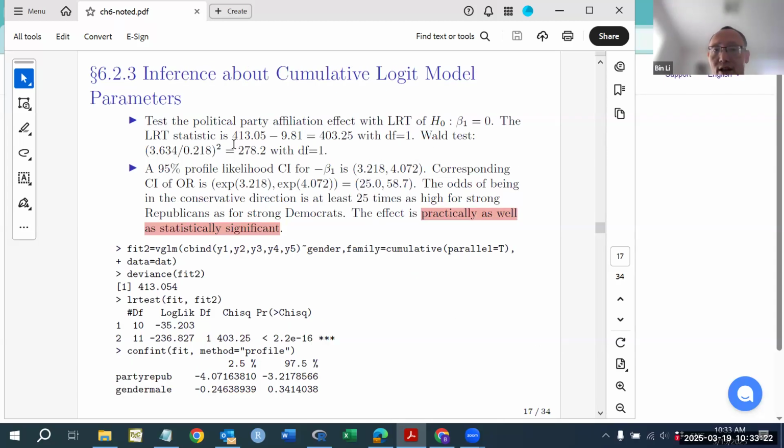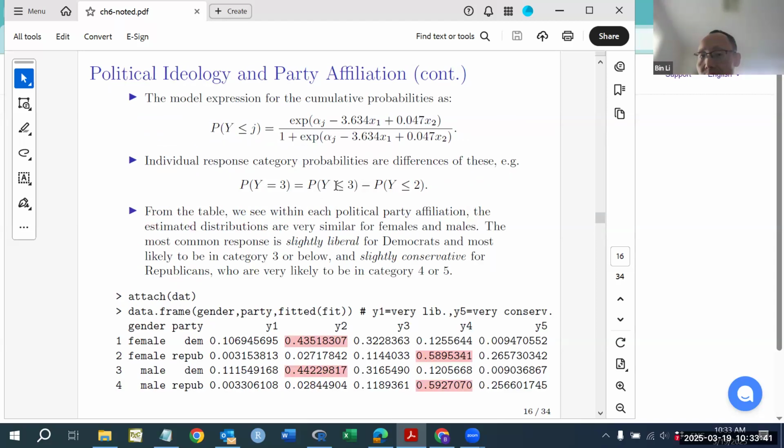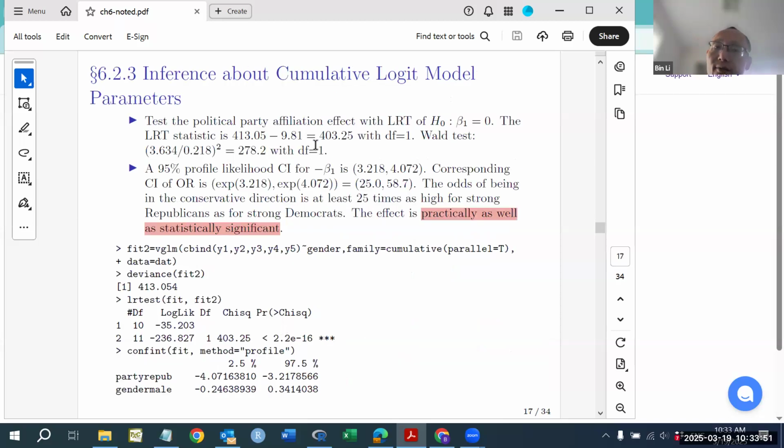So last time we talked about the baseline category logit model and the cumulative logit models. I think we stopped at slide 16, so we will just continue. Last time we finished with this political ideology and party affiliation example. So we can also do the inference about the cumulative logit model.